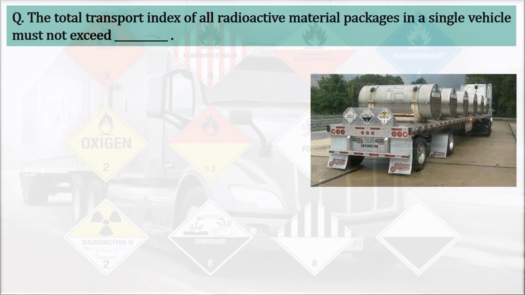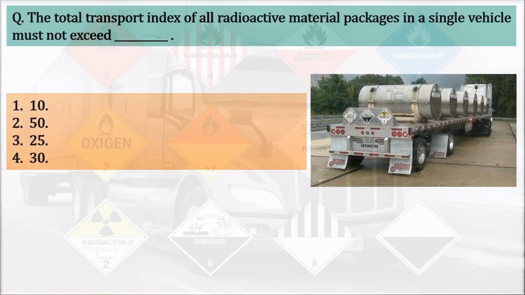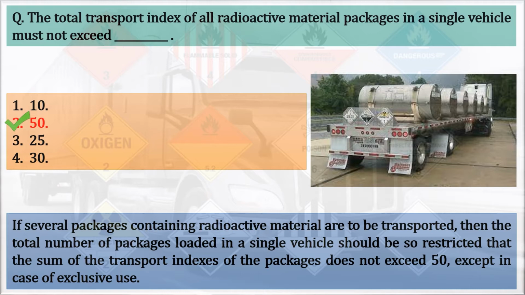Question: the total transport index of all radioactive material packages in a single vehicle must not exceed. Option number 1, 10. Option number 2, 50. Option number 3, 25. Option number 4, 30. The answer is option number 2, 50.